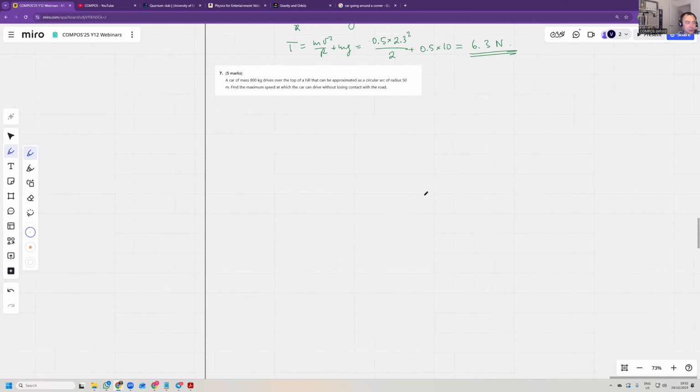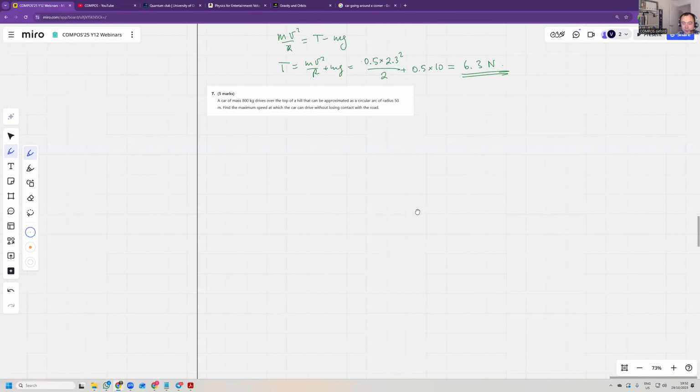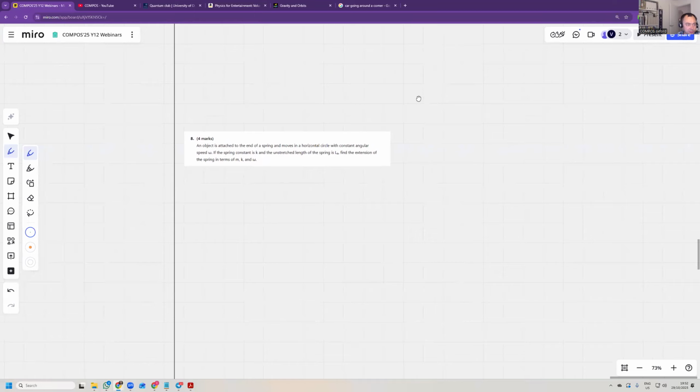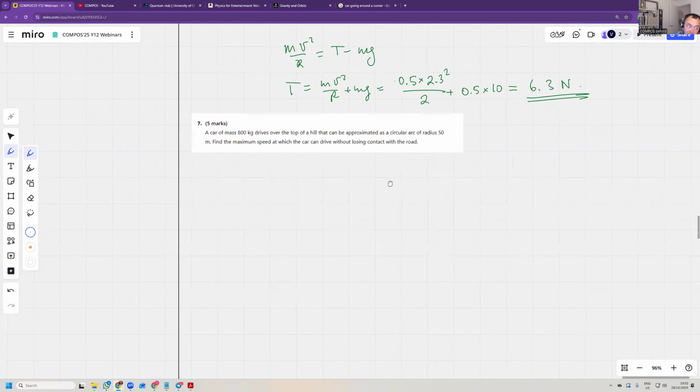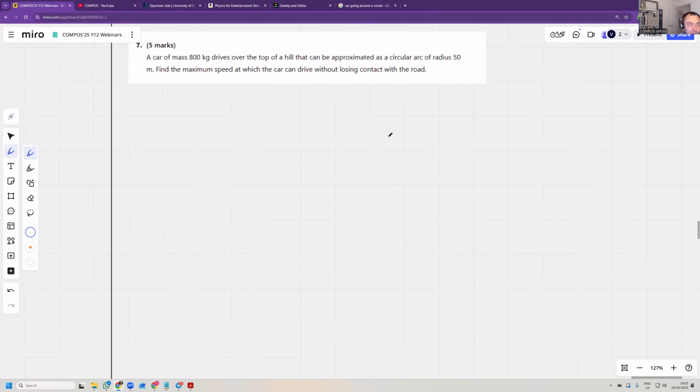Okay, what else do we have? A car. I think this is the last one we'll do. Okay, a car of mass 800 kilograms drives over the top of a hill. So a hill which looks like this. And there's a car.